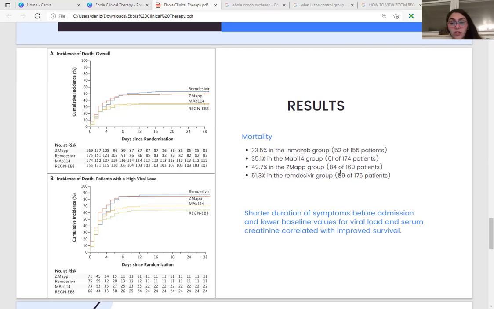So their results show that in the Inmazeb group, which had the best survival rate, we're looking at mortality rate. Mortality was only 33.5% in the Inmazeb group. So 52 out of 155 patients died. In the MAB 114 group, 61 out of 174 patients died, giving us a mortality rate of 35.1%. And the ZMapp group shows 84 out of 169 patients who passed, which gives a higher mortality rate of 49.7%. And the remdesivir group is 89 of 175 patients, which gives a 51.3% mortality rate.